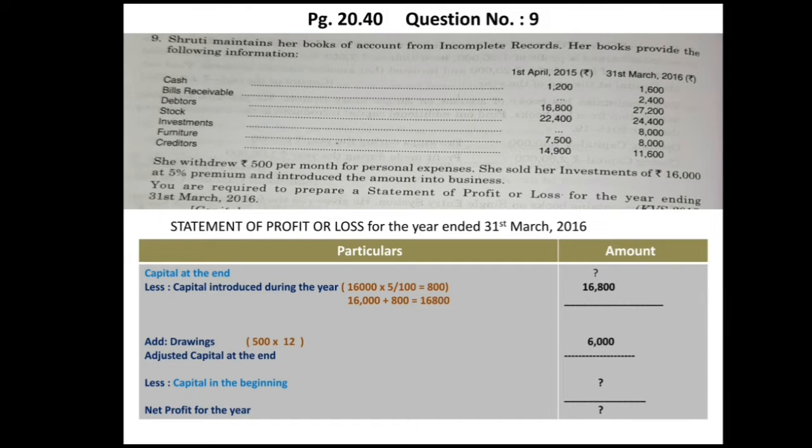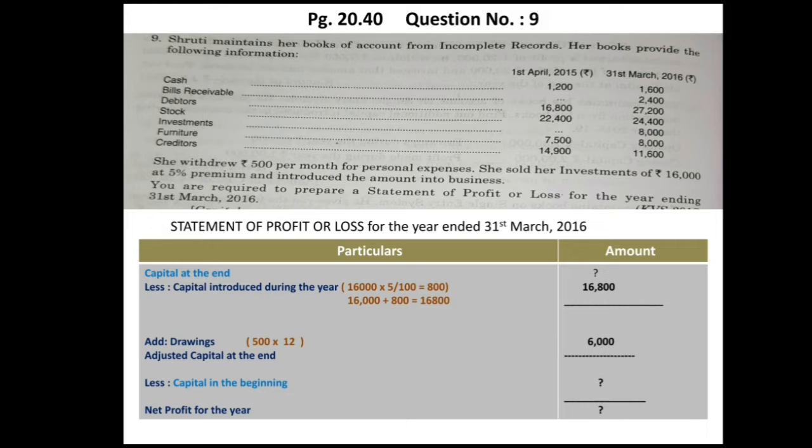Students, now let us do one more problem from the same chapter, that is single entry system. In our previous class, we saw that to find the profit of a small business unit, we have to apply a formula. As per that formula, the details which are required are capital at the end, in which we will add drawing. We will subtract capital introduced or additional capital brought during the year. Then we will subtract the capital in the beginning. Doing this, we will get the net profit of that particular business during the year.